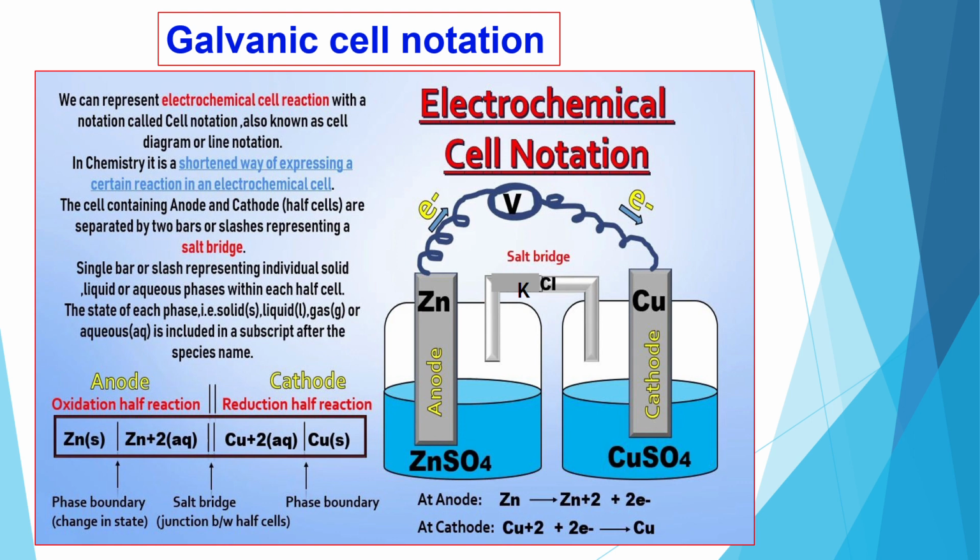That means zinc and Zn2+ are not mixed with each other. They have a phase difference. The zinc is a solid and Zn2+ is a solution. So zinc and Zn2+ have a phase boundary, and Zn2+ and Cu2+ are connected by a salt bridge. That double line stands for the salt bridge, and a single line stands for phase difference. So that is the notation of a galvanic cell. And exactly as I said, the right-hand electrode is called the reduction half cell, and this is the cathode. The left-hand electrode is the oxidation half cell, and this is the anode.